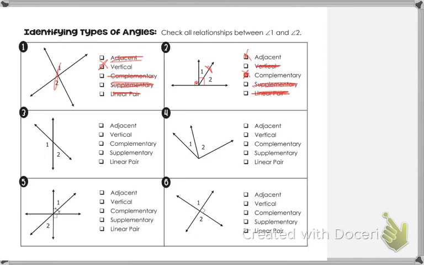If you look at number 3, well, this is a straight line, which means that this angle and this angle stuck together, well, they're definitely going to be supplementary, because a straight line is 180 degrees. They're also a linear pair because they're right next to each other and they add up to 180. They're definitely not complementary. They're not across, but they are next to each other.